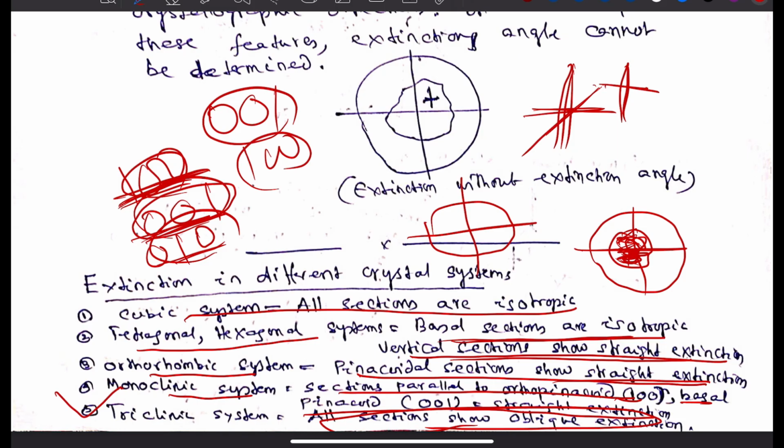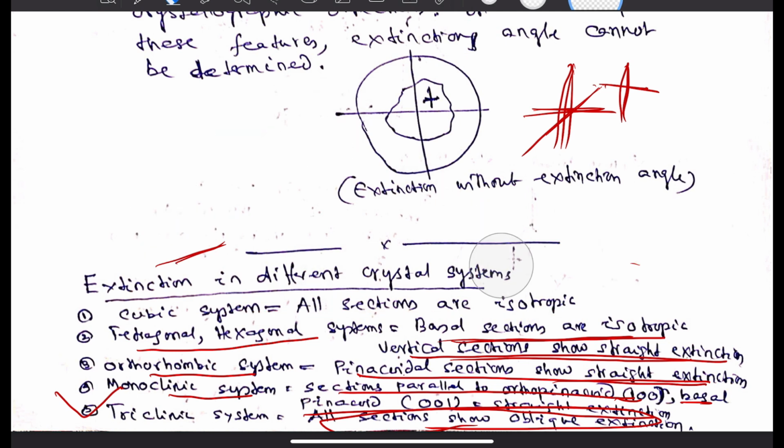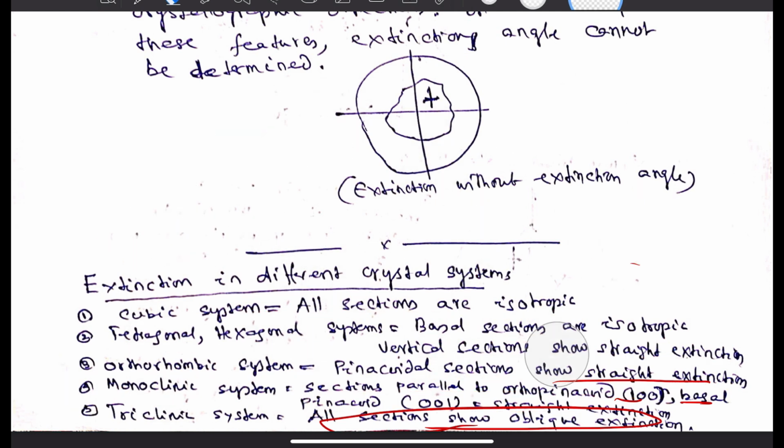In the monoclinic system, orthopinacoid and basal pinacoid show straight extinction. In the orthorhombic system, pinacoidal sections show straight extinction. In the tetragonal and hexagonal systems, vertical sections show straight extinction. Basal sections and sections cut perpendicular to the optic axis show isotropism. Cubic system minerals show isotropism. So these are the different systems and how they react to the extinction that I discussed. So this is all about extinction.